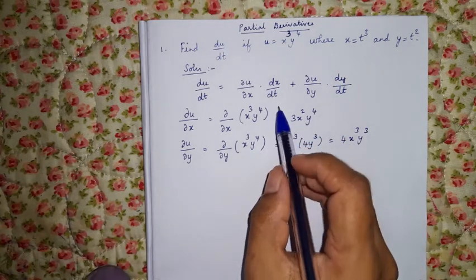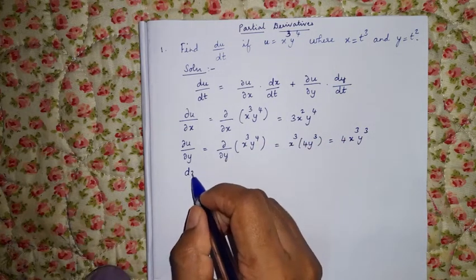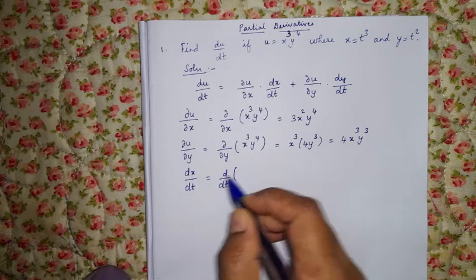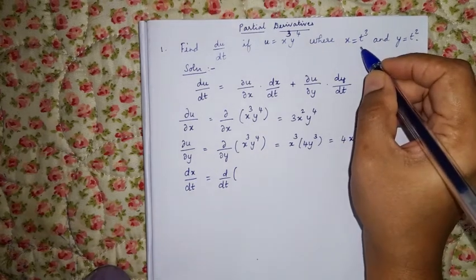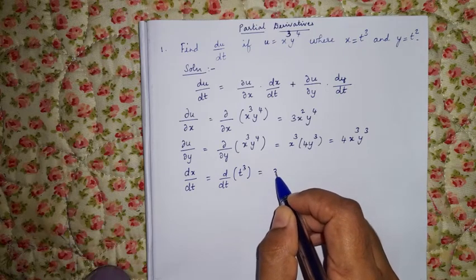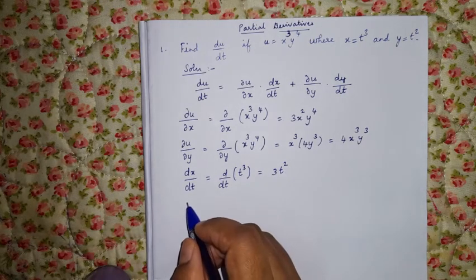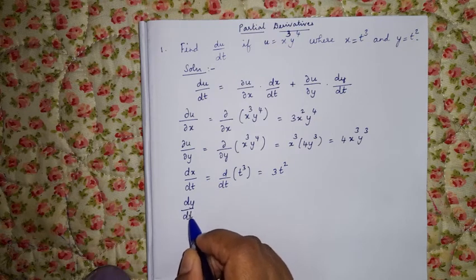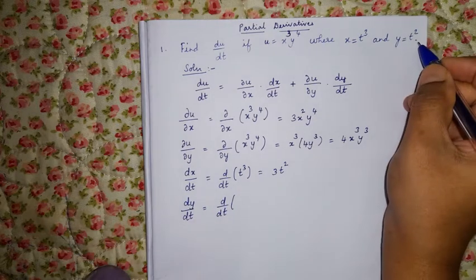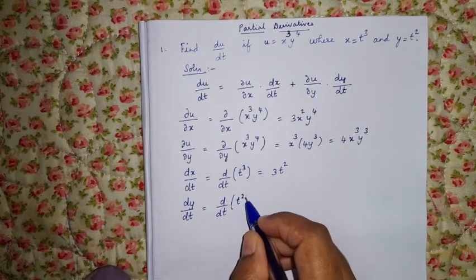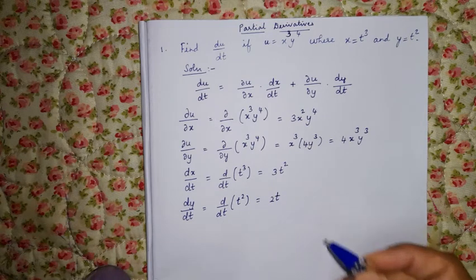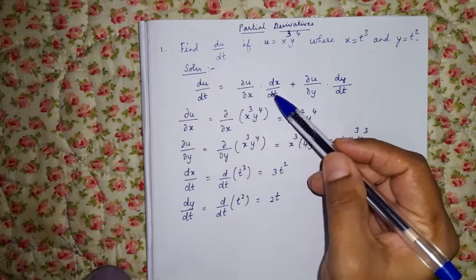Then we'll find dx by dt. What is dx by dt? D by dt of x. Instead of x, you have t cube. So d by dt of t cube is equal to 3t square. Next, what is dy by dt? D by dt of, instead of y, you have t square. D by dt of t square is 2t. We have obtained all these values.